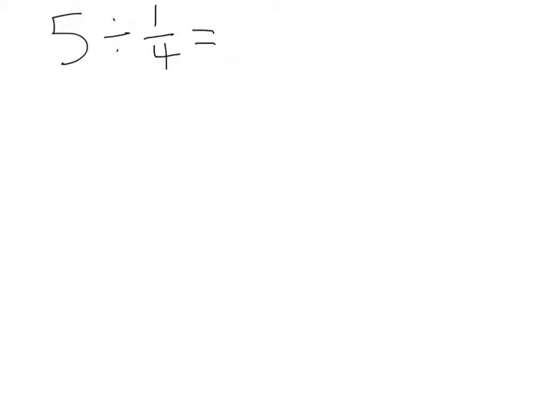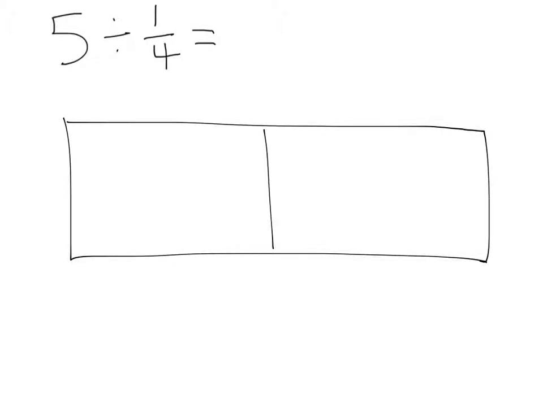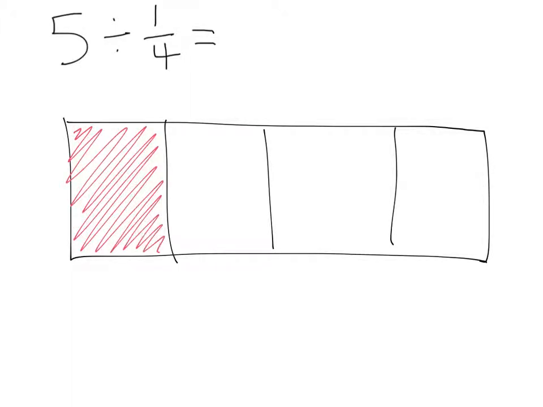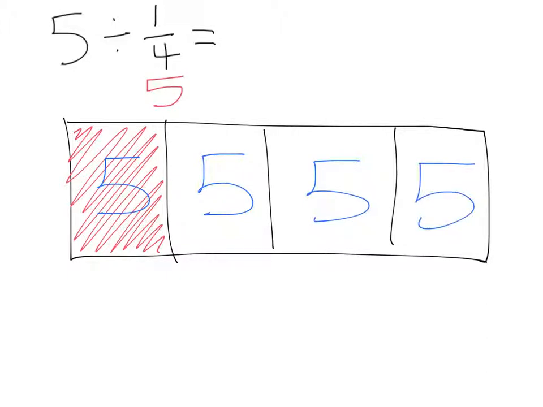Let's do another example. Here we have 5 divided by 1/4. Again, I'm just going to make a model of a fourth. That's my fraction. So here I have 1/4, and I want to take 5 and divide that by 1/4. So I have 5, and I'm dividing that into 1 out of the 4. Well, 5 divided by 1 is just going to give me 5, which means if that block is 5, these are all 5. It's really super similar to a tape diagram. And if all of these are 5, then together they are 20.